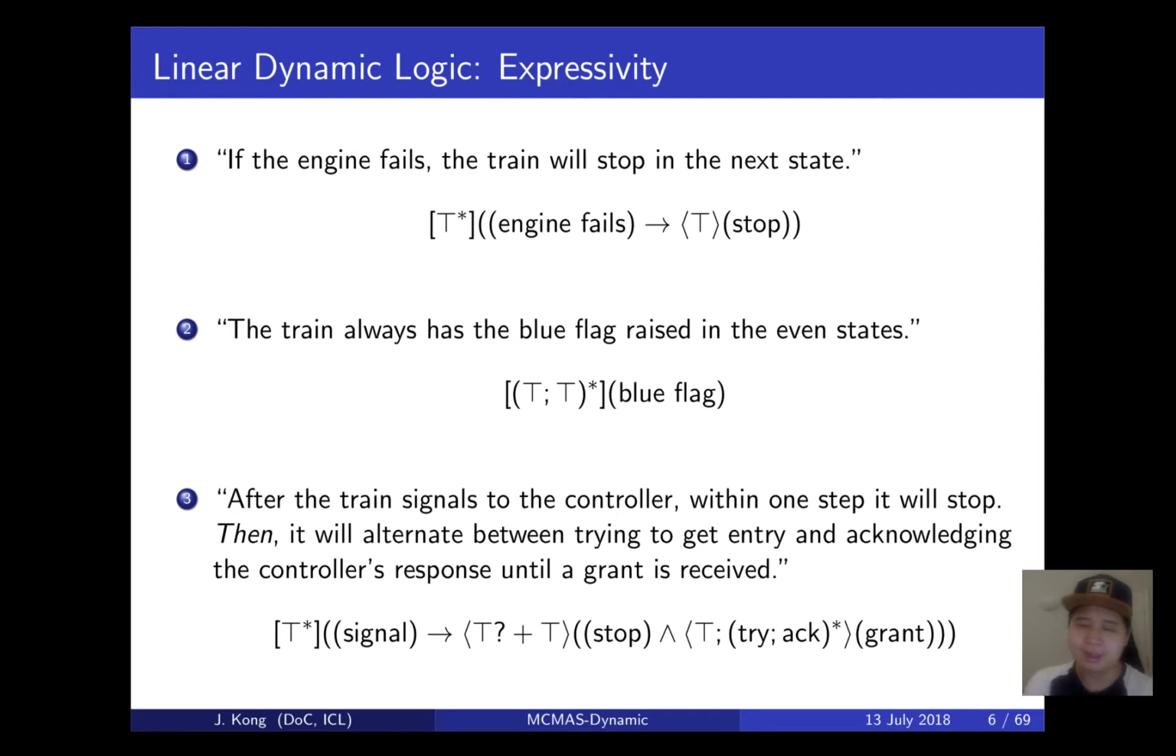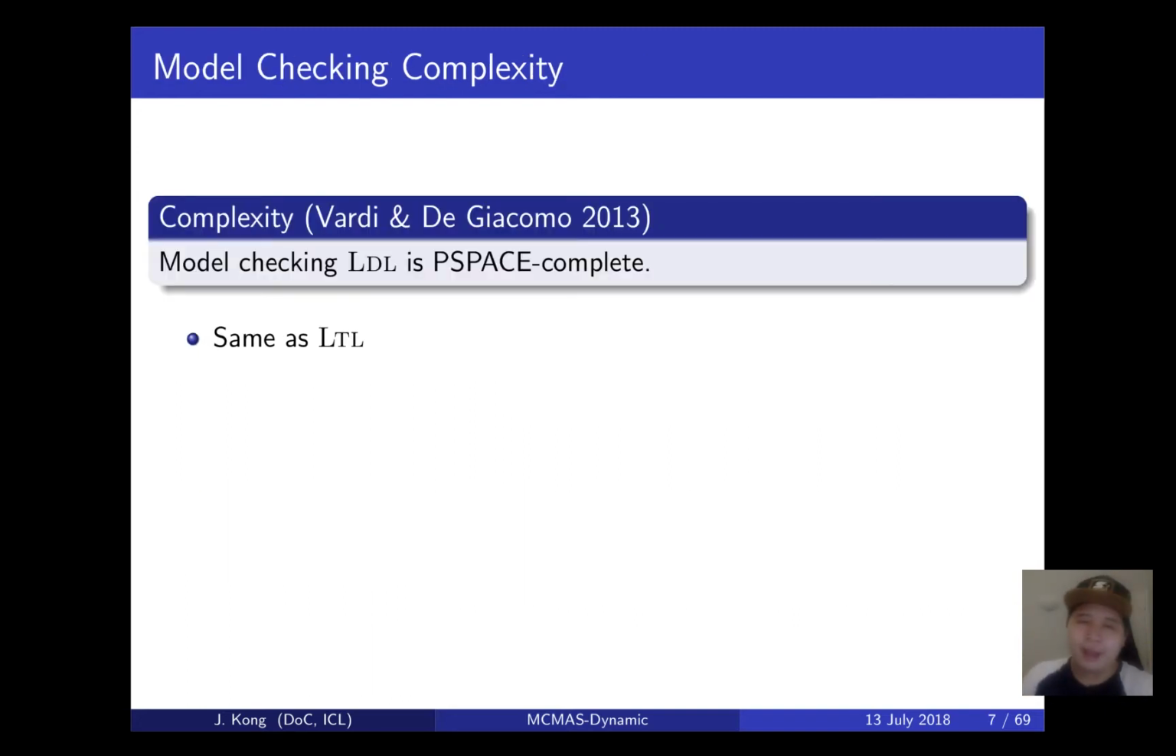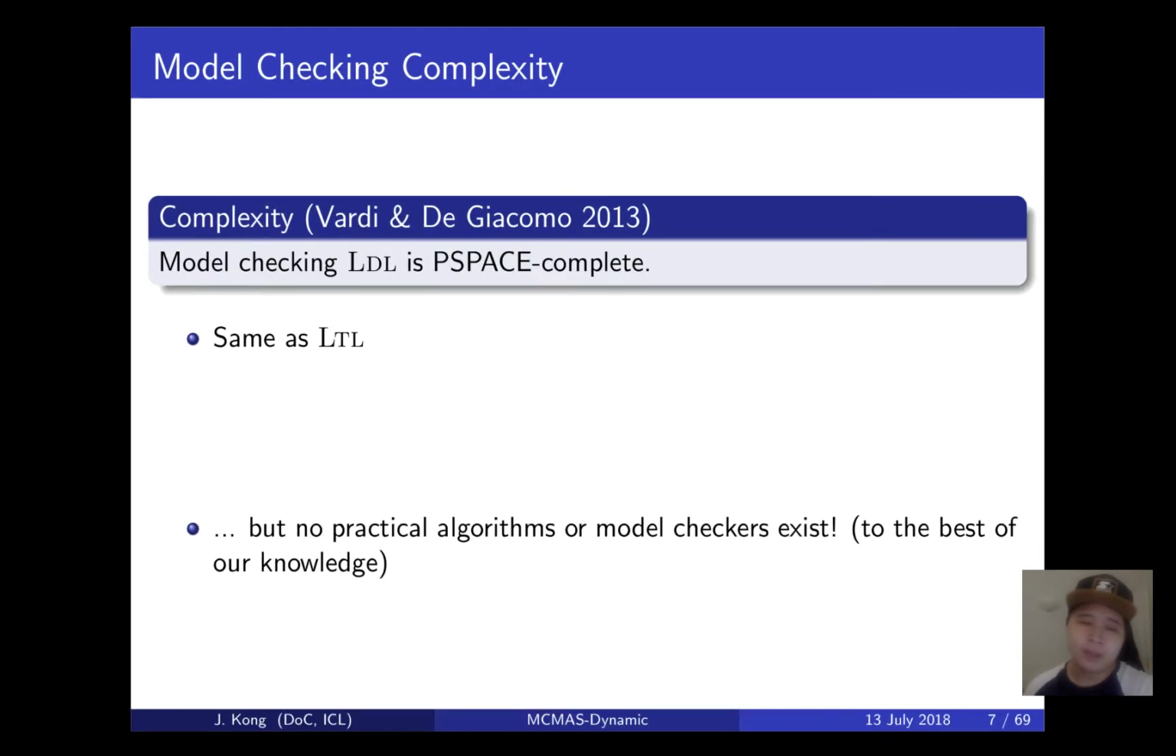So even this kind of complex specification can, without too much difficulty, be boiled down into an LDL formula. If we look at the complexity, model checking of LDL is PSPACE-complete, and this is the same as linear temporal logic, or LTL. So in some sense, we get the additional expressivity that LDL brings to us for free. Despite this, as far as we know, at that time at least, no practical algorithms, or for that matter, model checking toolkits for LDL existed.